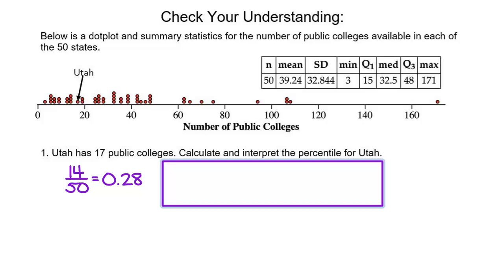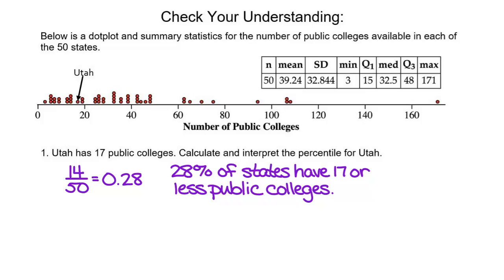So now we calculated that. Let's interpret that. What does it mean that it's at the 28th percentile? 28% of the states have 17 public colleges, full stop, 17 or less. 28% of states have 17 or less public colleges.